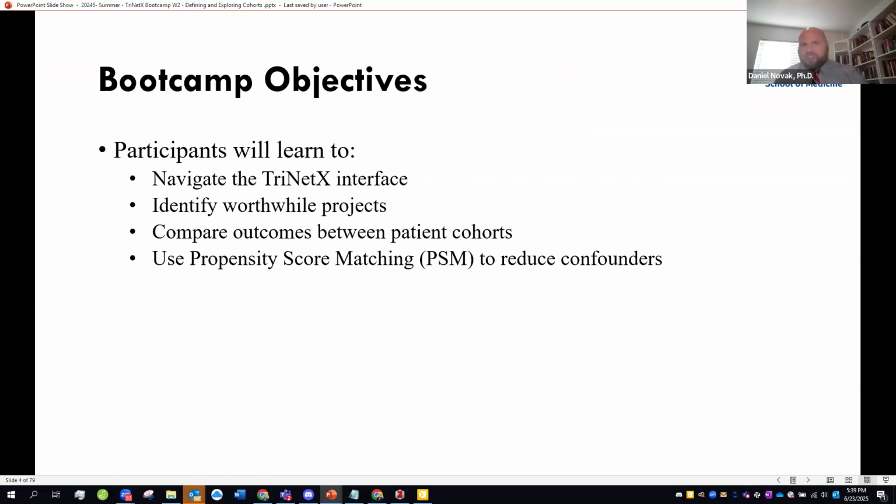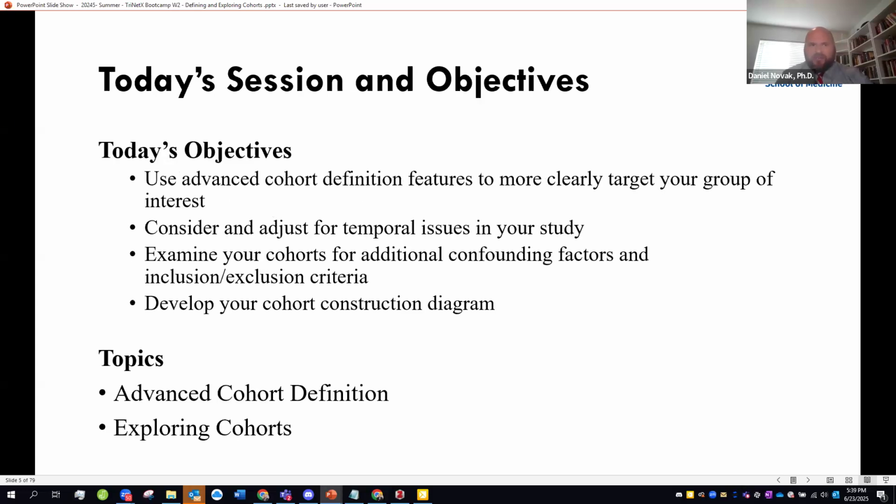Again, you're going to learn to navigate the TriNetX interface through our bootcamp. You're going to compare outcomes between patient cohorts, and use propensity score matching to reduce confounders. And this year, we're also adding some additional ideas on AI and how you're going to be able to use that as well.